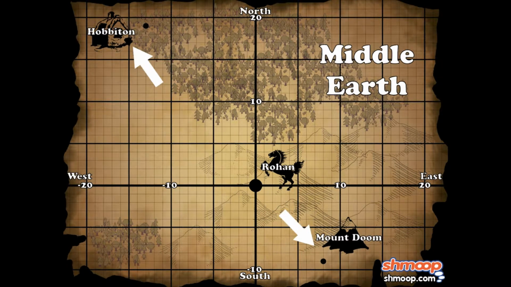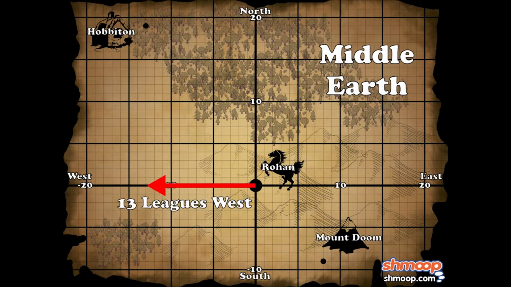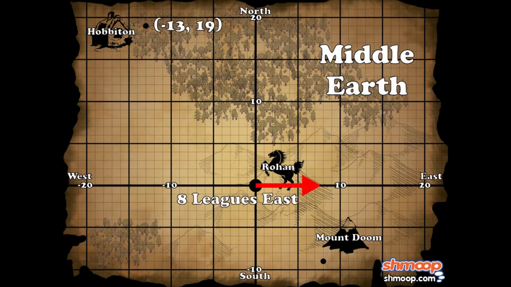Hobbitown and Mount Doom. Hobbitown is 13 leagues west and 19 leagues north of Rohan, so its coordinates are -13, 19. Mount Doom is 8 leagues east and 9 leagues south of Rohan, so its coordinates are 8, -9.